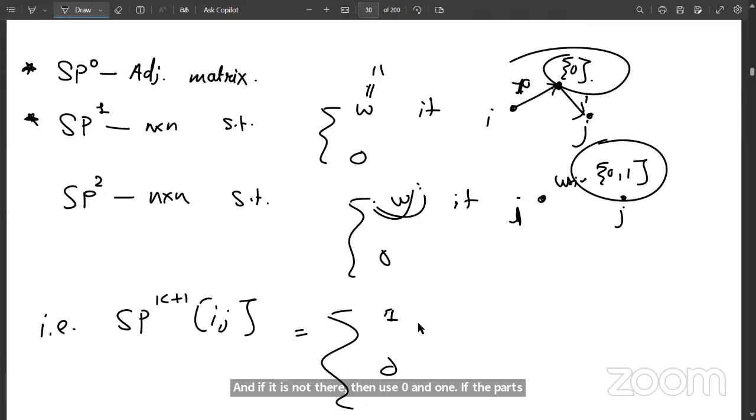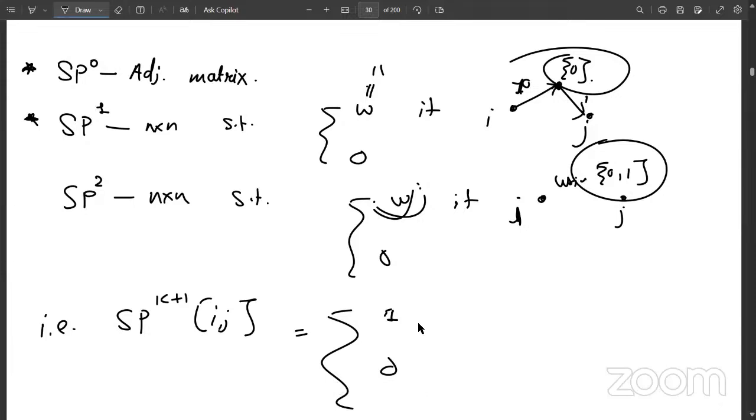Else, we have to use both 0 and 1, or either 0 or 1 in SP2. So at one particular entry, you can either use 0 or 1. But overall, in the metrics, you have to use both 0 and 1 quantities.